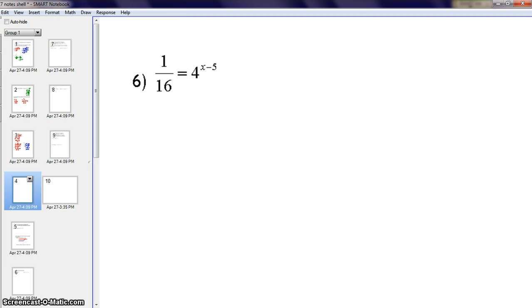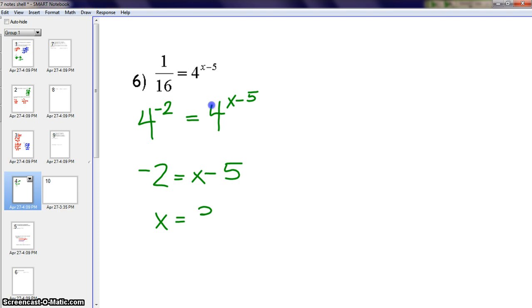There's another one that is a little bit tricky because we need to think of what our common base is. It's a 4. Can you think of how to rewrite the left-hand side as 4 to the something? Well, 4 squared would be 16, and I want that 16 to be in the denominator. So 4 to the negative 2 is the thing, okay? That is equal to 1/16.